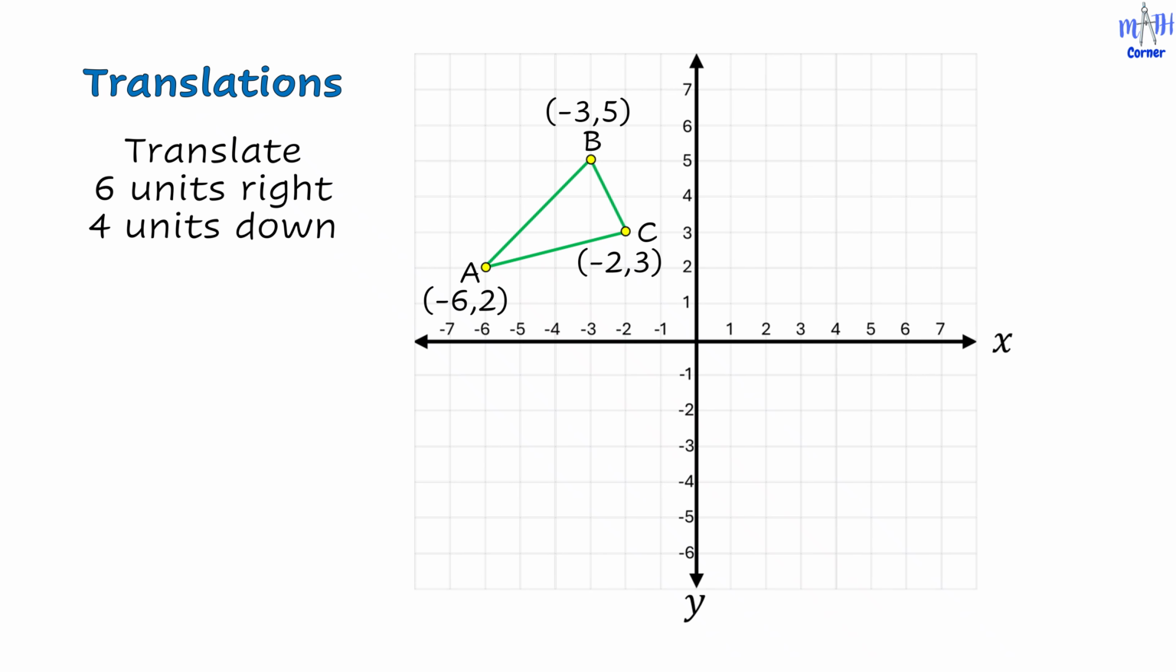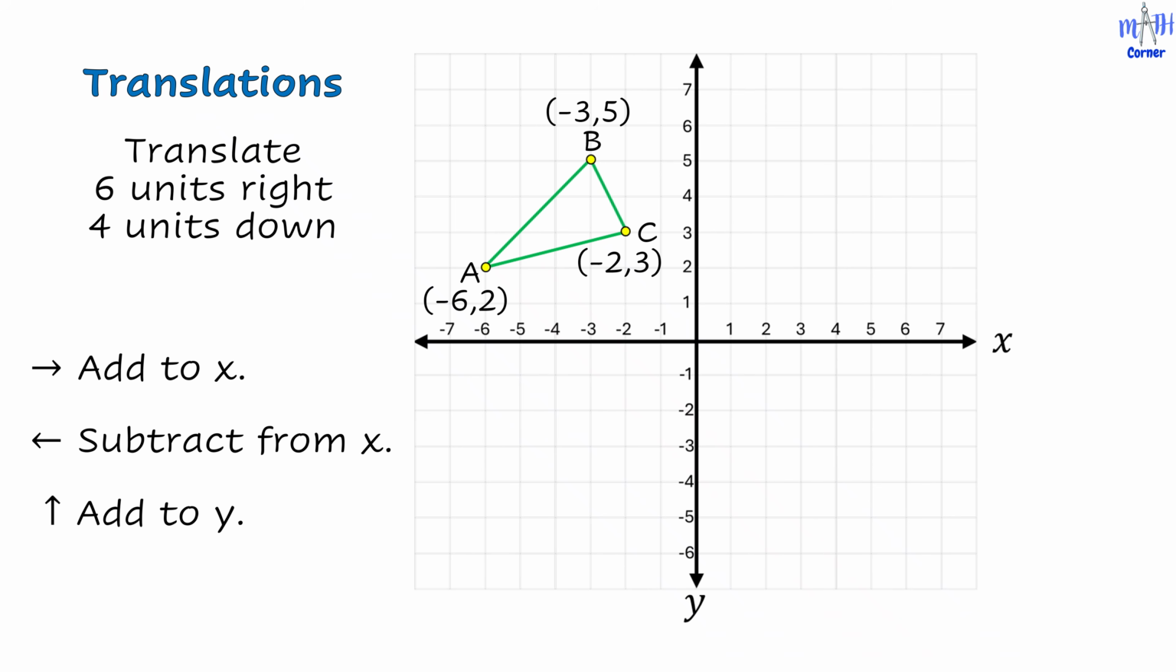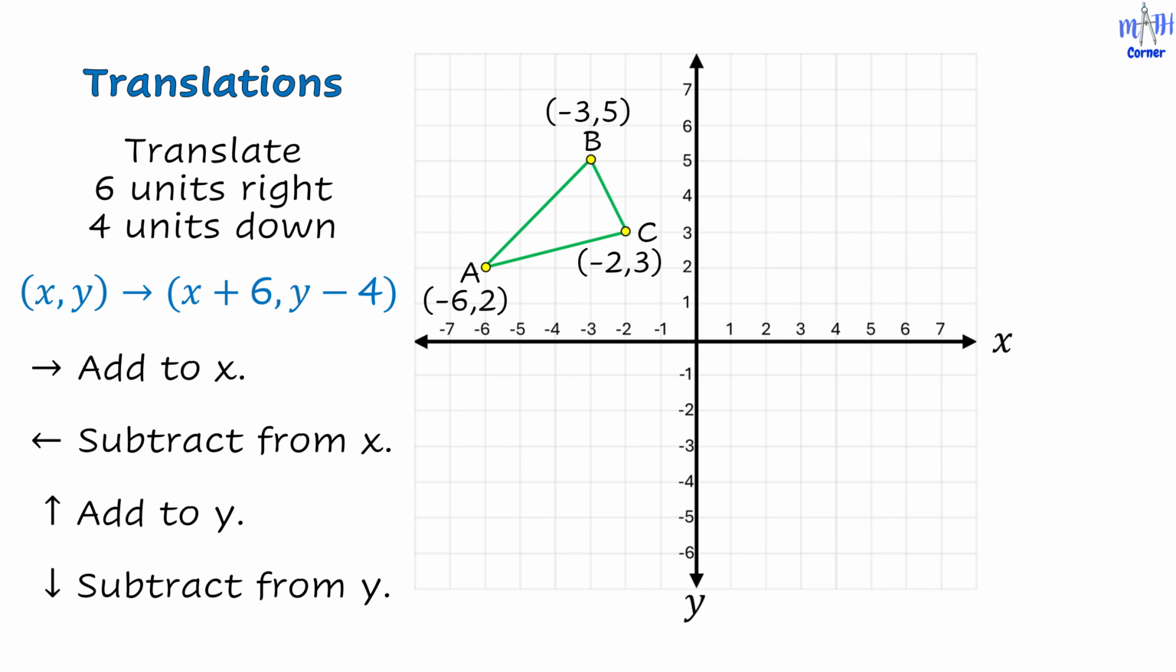These are the rules for translation. Moving right means add to X. Moving left means subtract from X. Moving up means add to Y. And moving down means subtract from Y. Since we will translate the triangle 6 units right and 4 units down, X, Y becomes X plus 6, Y minus 4. Let's translate each point.